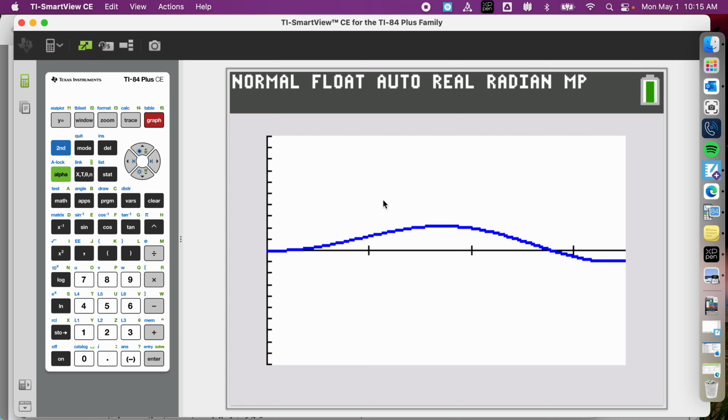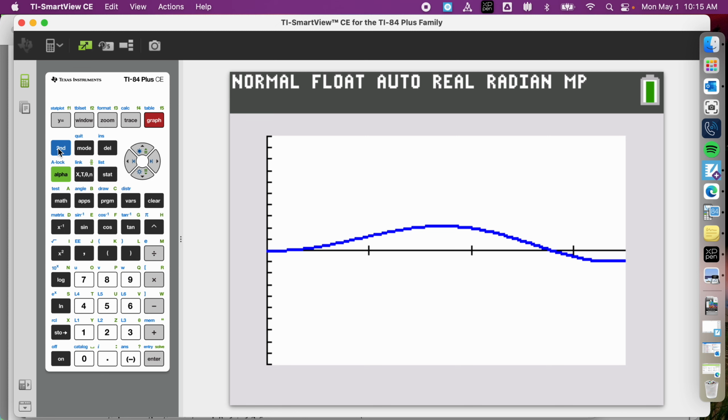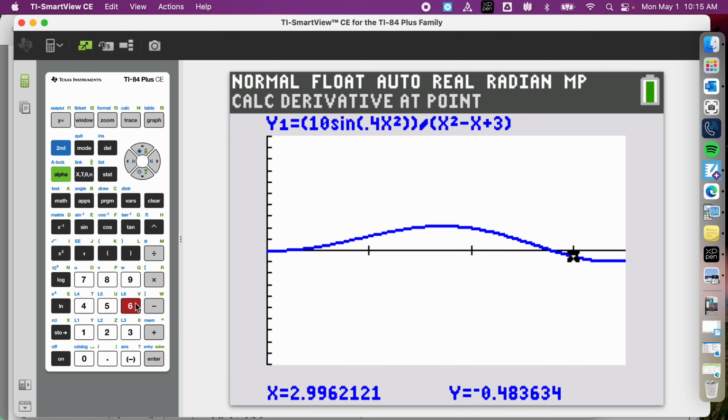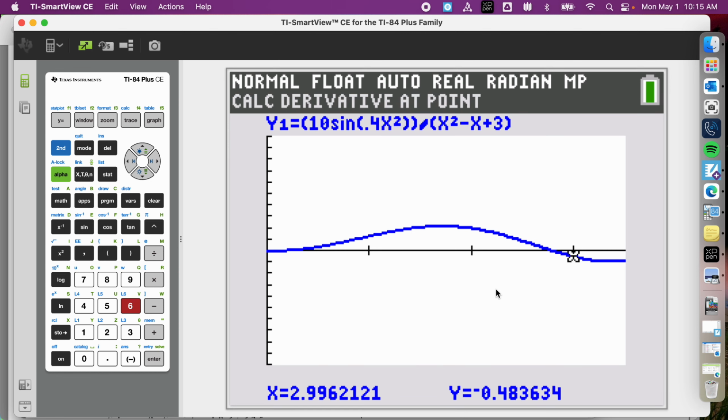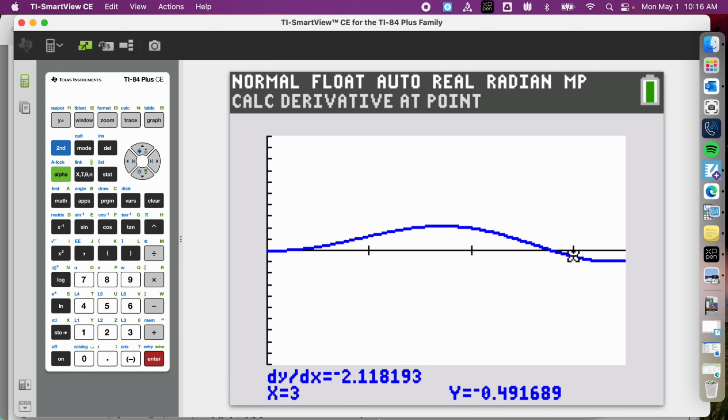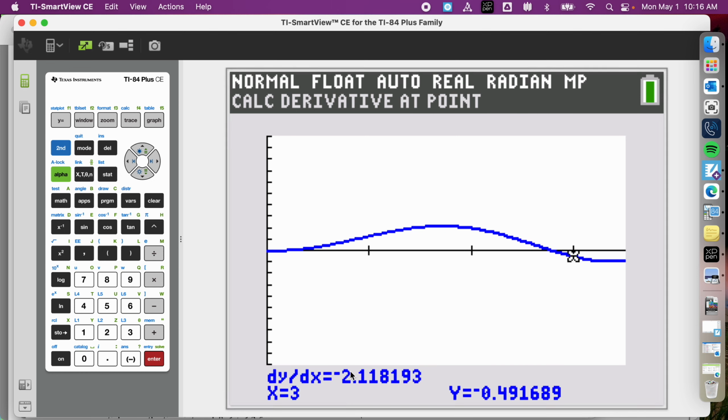So on a calculator, there's two ways to find derivative. One way is from the graph. So second calculations, derivative is number 6. And then if I want the derivative at 3, I am not going to use the left and right arrow to move to 3. I'll just hit 3 and hit enter. And then it would give me my derivative right there.